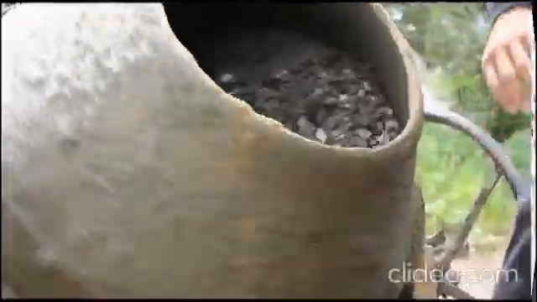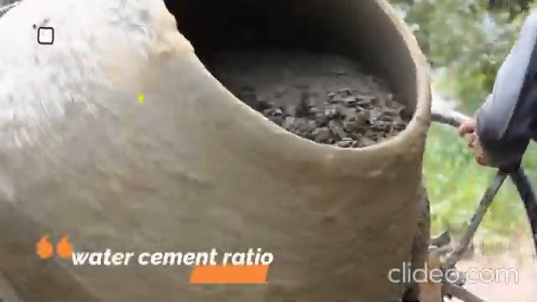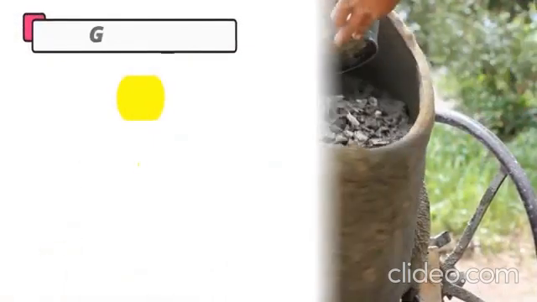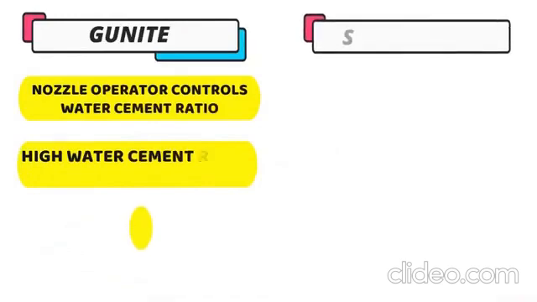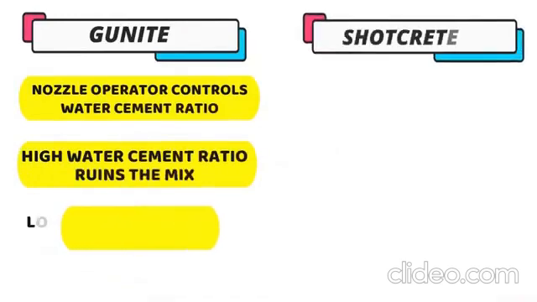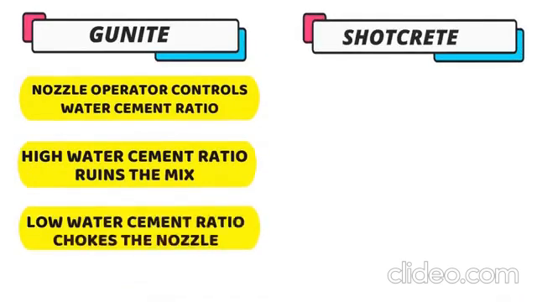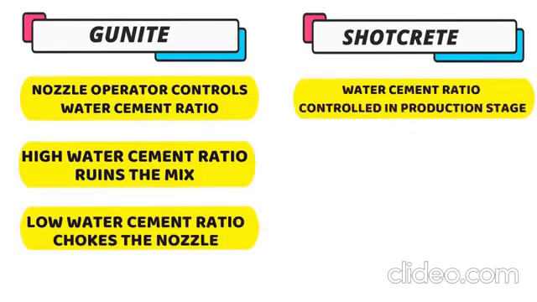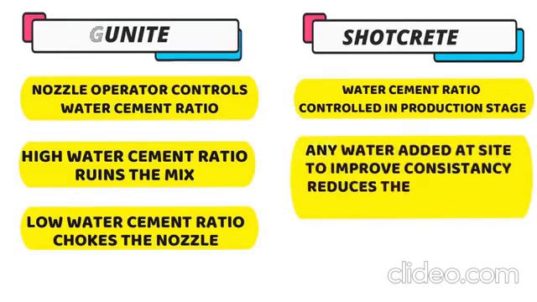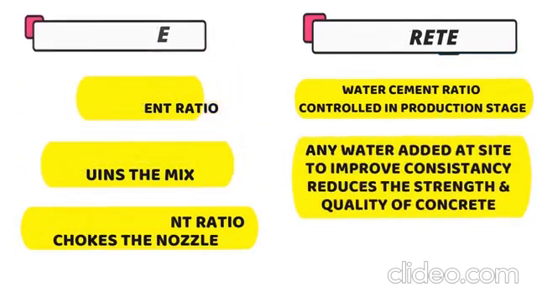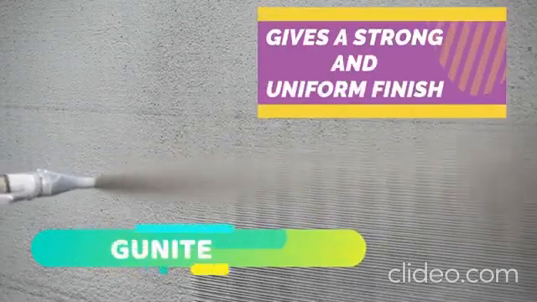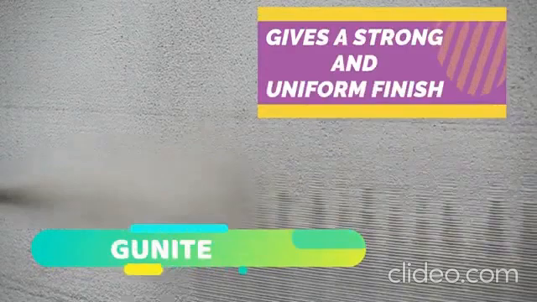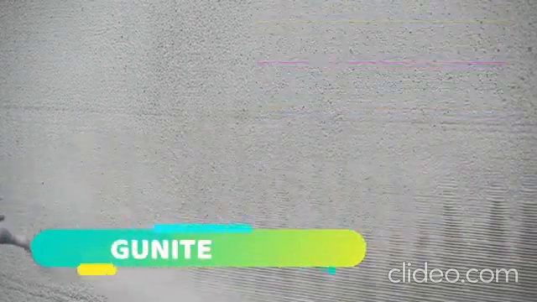Now we'll discuss the water cement ratio. In case of gunite, the nozzle operator controls the water cement ratio. High water cement ratio can ruin the mix and low water cement ratio may choke the nozzle. But in the case of shotcrete, the water cement ratio is controlled in the production stage. Any water added on site to improve consistency reduces the strength and quality of concrete. Gunite gives a strong and uniform finish, and shotcrete gives a strong and consistent surface.